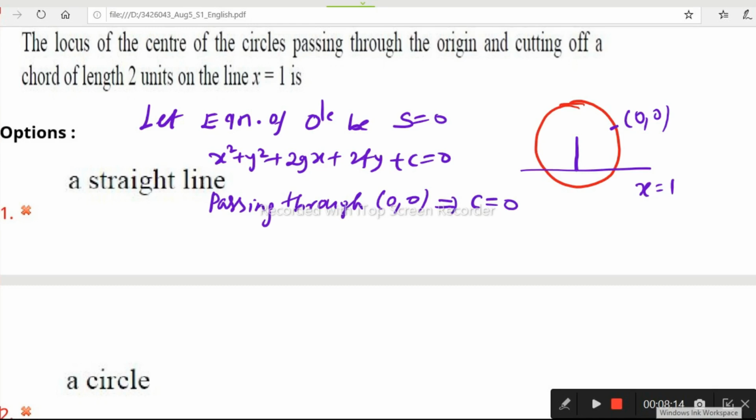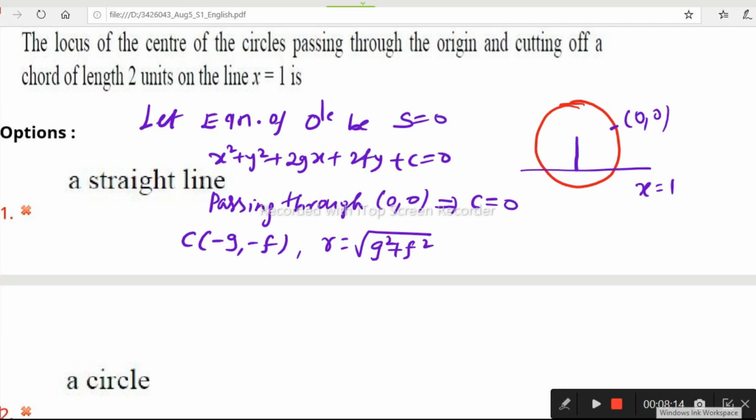What is the center? Center is minus g, minus f. You know the radius is r is equal to root over g square plus f square minus c, and c is 0, so r is equal to root over g square plus f square. Center is known, radius is known. And you know clearly the length of the chord formula.